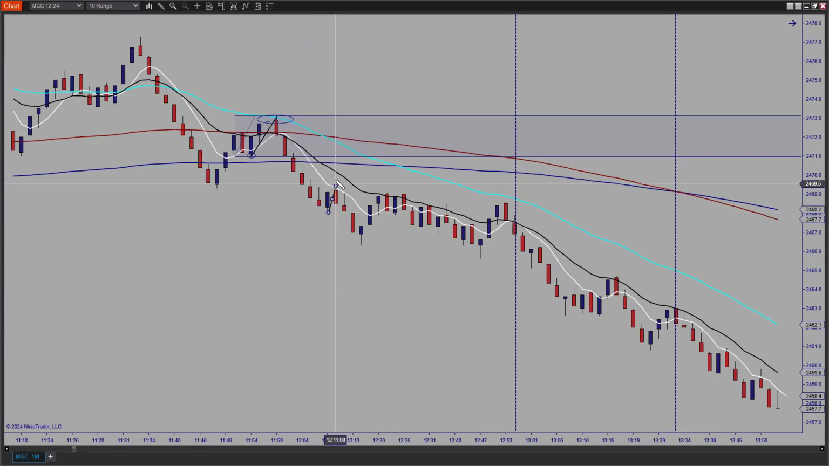Here's another one. Lower low to higher high. Lower low to higher high. There it is again, and again, and again. Take a screenshot.